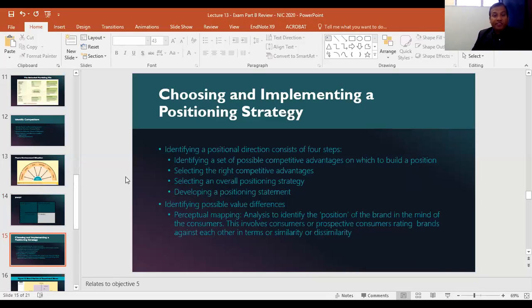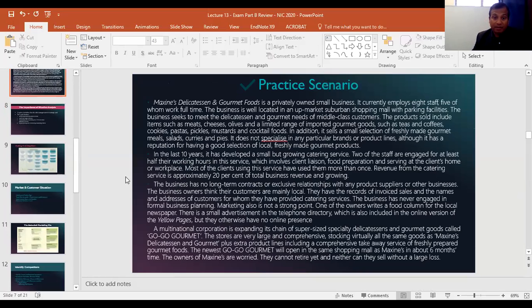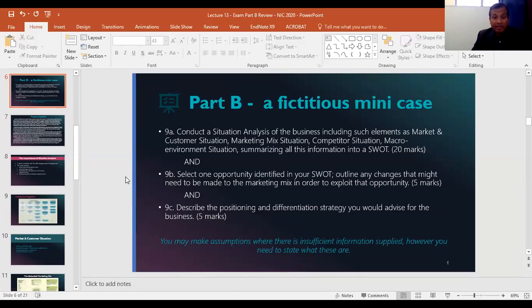In terms of the positioning strategy and differentiation. So positioning strategy, identifying a positional direction, consists of 4 steps. Identify a set of possible competitive advantages on which to build a position. Select the right competitive advantage. Select the overall positioning strategy. Develop a positioning statement. So maybe these key points will help you to answer part C, 9C. What was that question? Question 9C: Describe the positioning and differentiation strategy you would advise or recommend for the business.